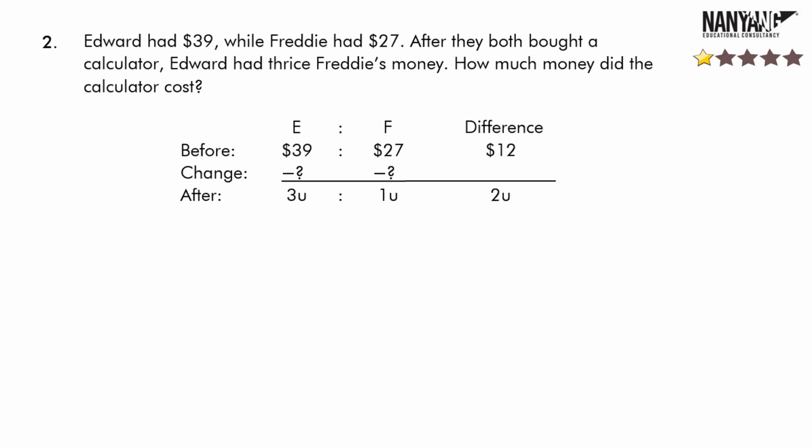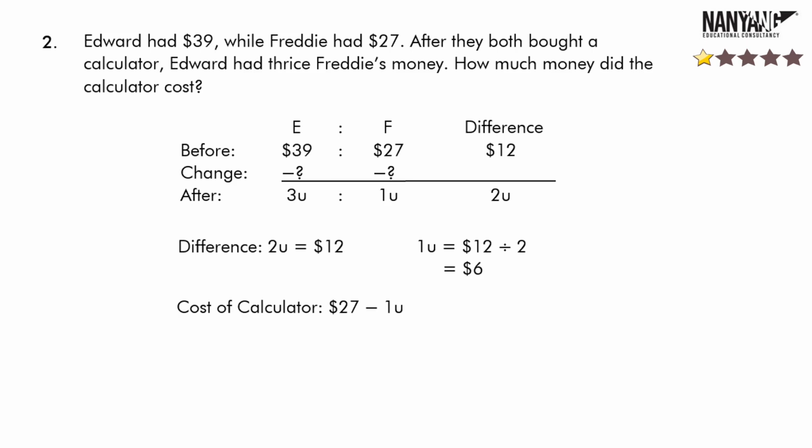Next, let's look at our difference. Since they both bought the same calculator, the difference stays the same. On the before row, the difference would be $12 and after would be 2 units. That way we can equate that as 2 units equals $12. So 1 unit equals $12 divided by 2, $6. Now we can find out the cost of the calculator. Let's look at Freddie's money. Before, he had $27 and after that, 1 unit dollars. That would be $27 minus $6 and the calculator costs $21. So that's our answer.